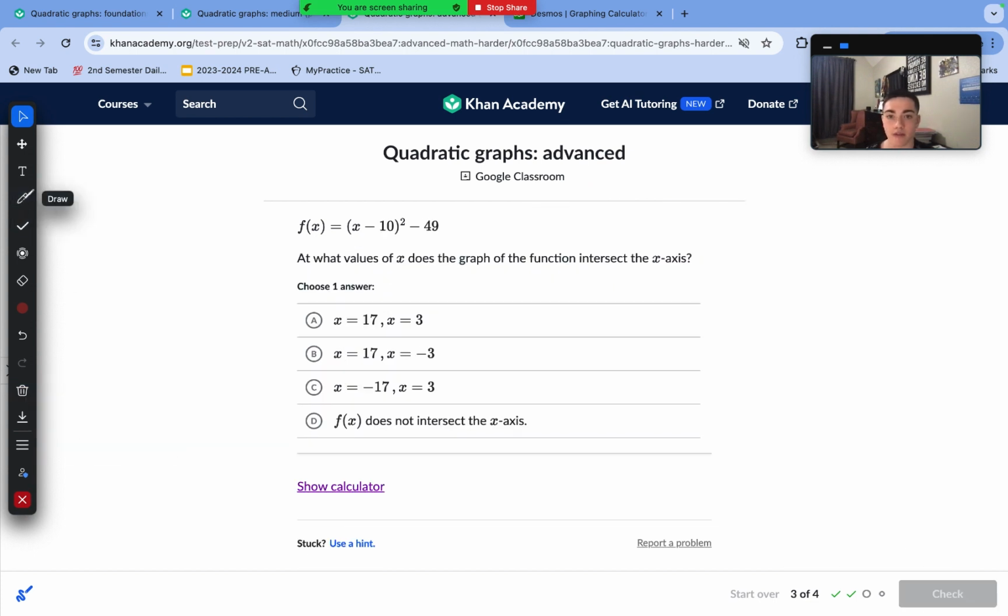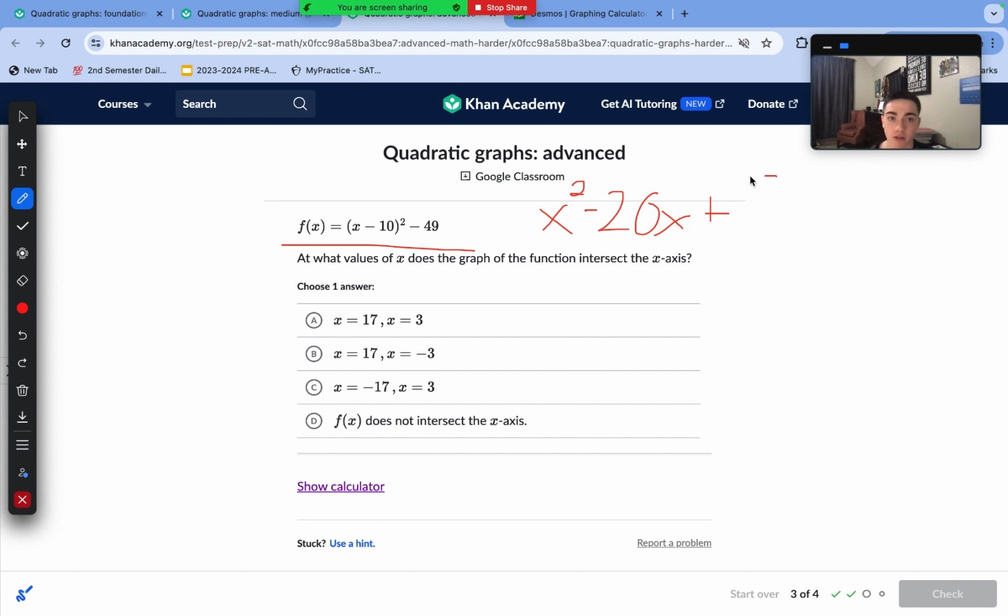At what values of x does the graph intersect the x-axis? So remember that in this format, in vertex form, we can't tell at what values we intersect the x-axis. We need to move to our factored form. So we FOIL out (x - 10) squared, which is just x squared minus 20x plus 100. Then we do 100 minus 49, which is 51.